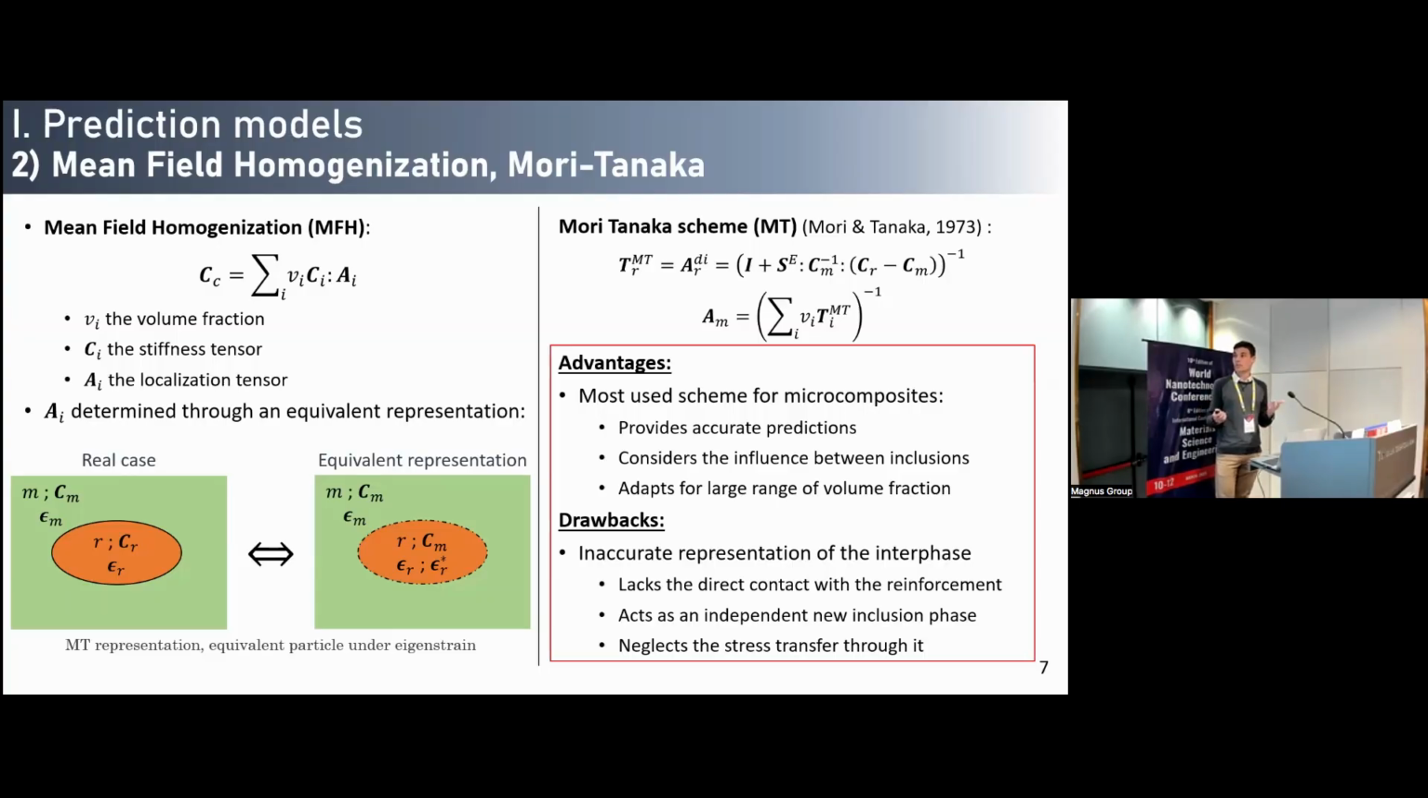The most used MFH model is the one developed by Mori and Tanaka. They consider a particle and they consider its equivalent counterpart, which has the matrix stiffness, but with a free strain applied to it. They consider that these two models are equivalent. With some elaboration of this method, they are able to find the new localization tensors, A_M and A_R. With these localization tensors, they can find the stiffness of the composite.